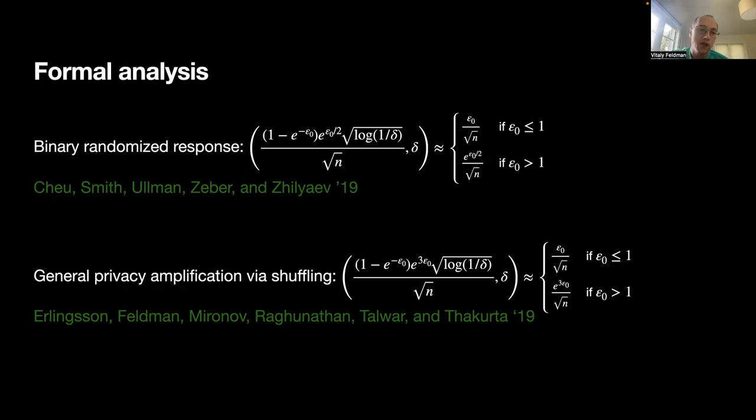So maybe let me mention that in a concurrent work by Erlingsson and others, including myself and Kunal, who is also on this paper, we gave a general privacy amplification via shuffling, and I'll describe in which sense it is general, but basically it applies to all randomizers and also more general settings, which gives a bound which has the same optimal behavior when epsilon 0 is less than 1, but when epsilon 0 is larger than 1, the bound is e to the 3 epsilon 0 divided by square root of n.